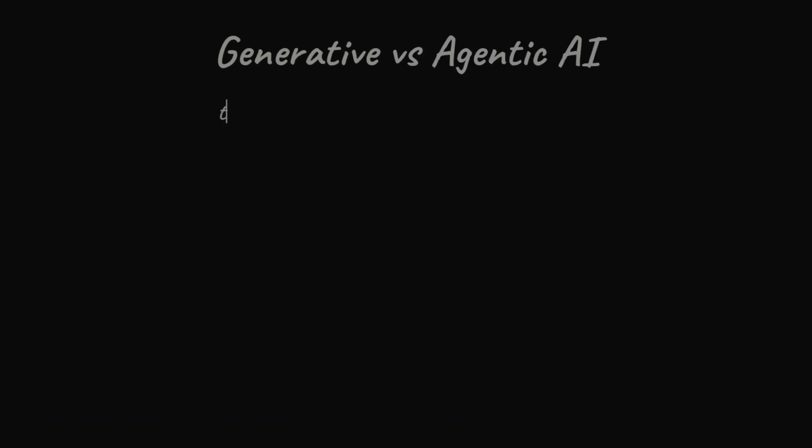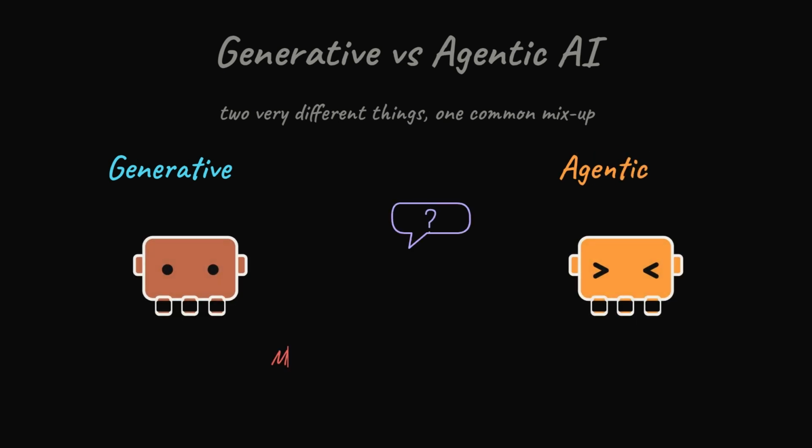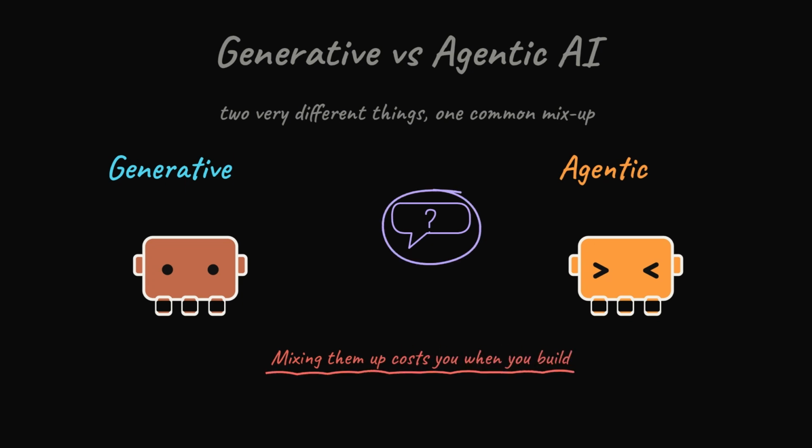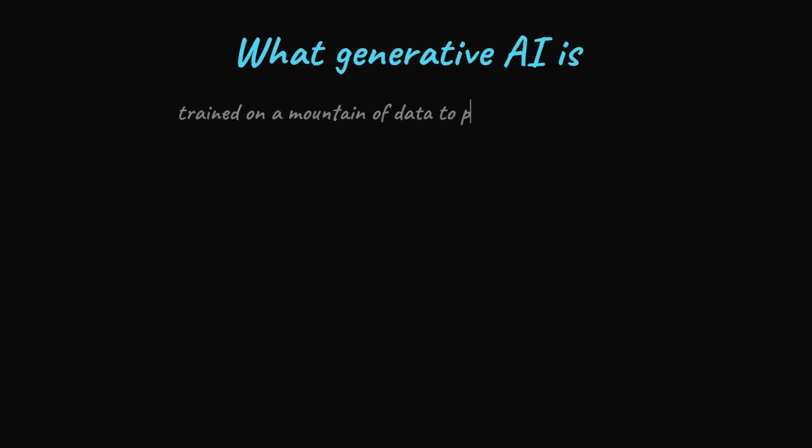Most people throw around the words generative AI and agentic AI like they mean the same thing, and honestly, that mix-up is going to cost you if you're trying to actually build something useful with this stuff. So let me break down what each one actually does, because once you see it laid out, you won't confuse them again.